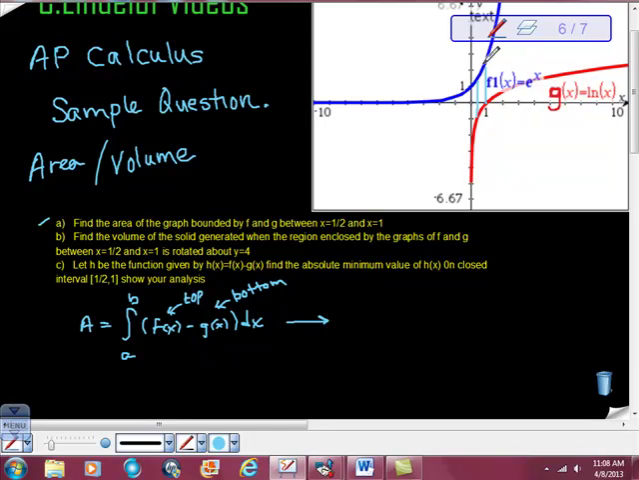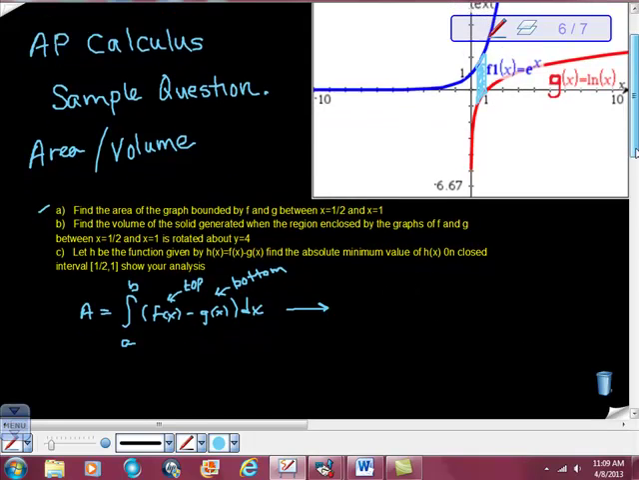But in this case, we see here that the e to the x function is on top the whole time, and this part is on the bottom the whole time. So we're looking for this area right in here, aren't we? So this is the area that we're looking for. So this is actually just this simple.